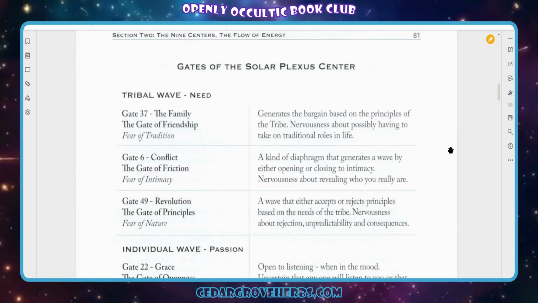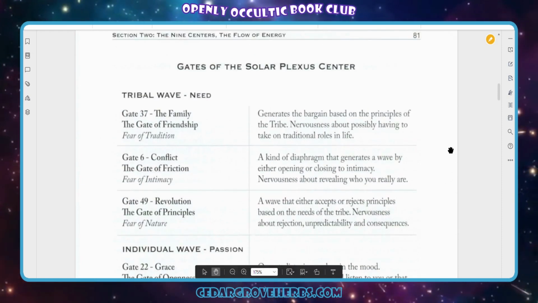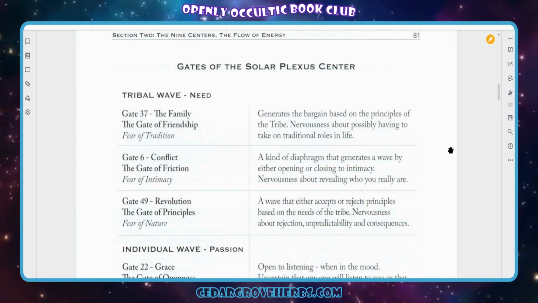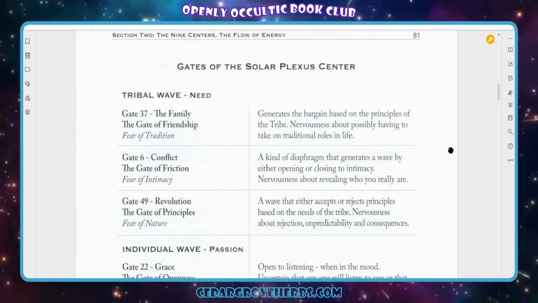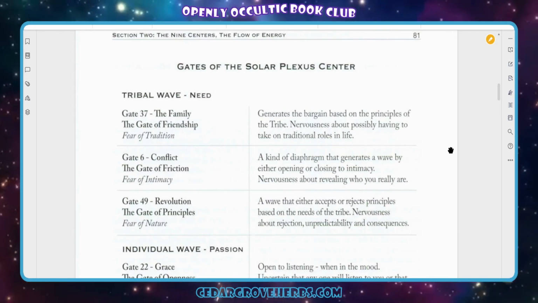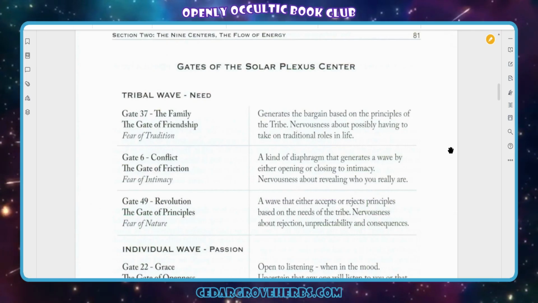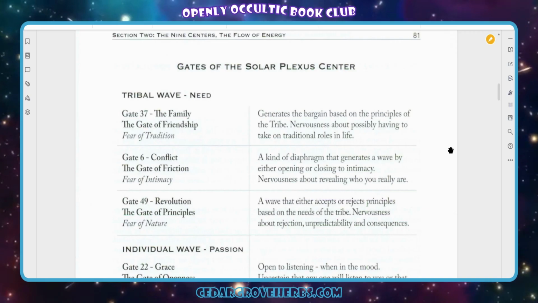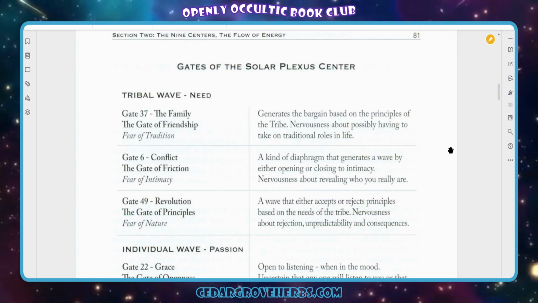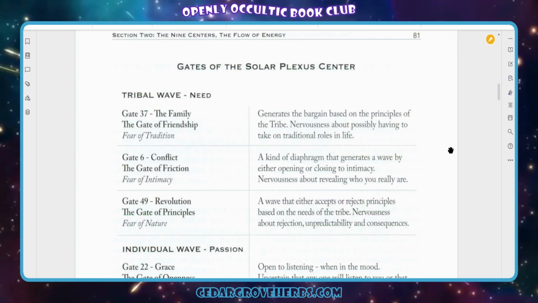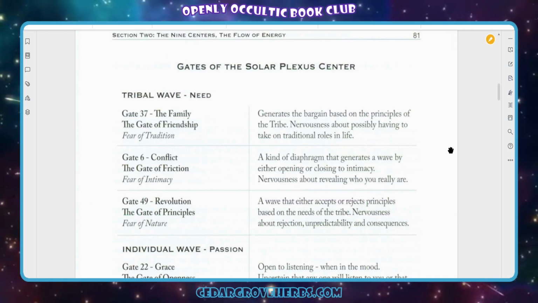Gate 37, another tribal wave, need, the family gate of friendship, fear of tradition, generates the bargain based on the principles of the tribe, nervousness about possibly having to take on traditional roles in life.